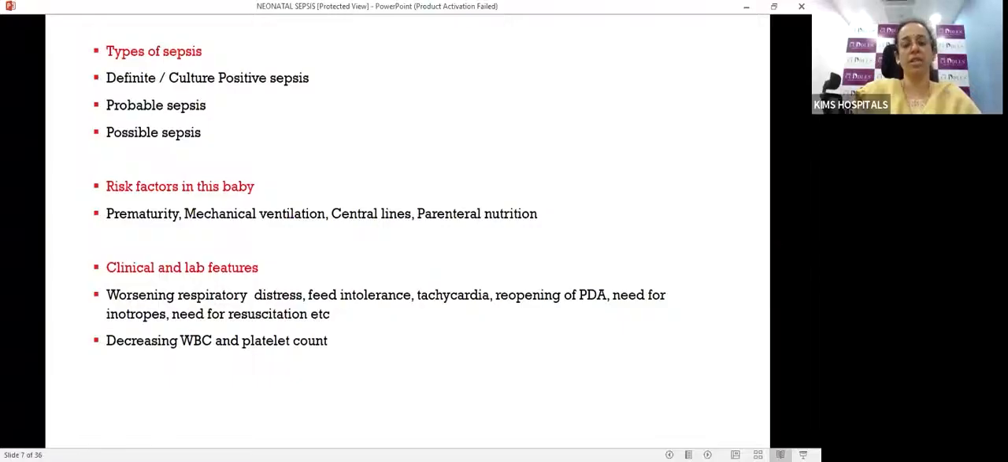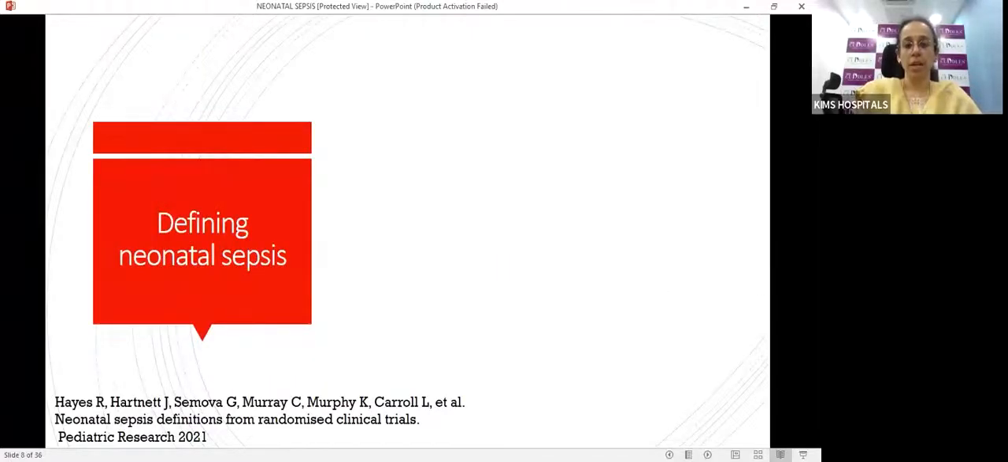What are the subsequent steps for this baby? In this baby, we should send the blood culture immediately when you are suspecting late onset sepsis. Send the blood culture and start empirical antibiotics.